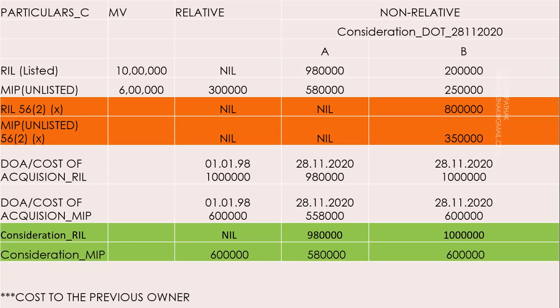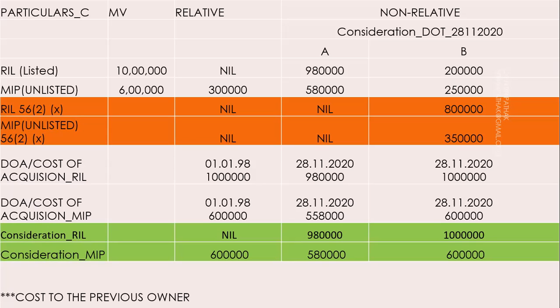My shares cost 6 lakh. I sold them to my relative at 3 lakh. Okay. And as for my relative, he is not entitled to any 56(2)(x) would be applicable. So 3 lakh will not be his taxable income.